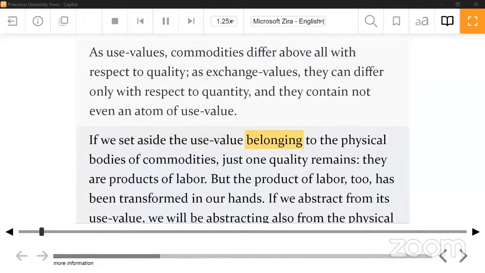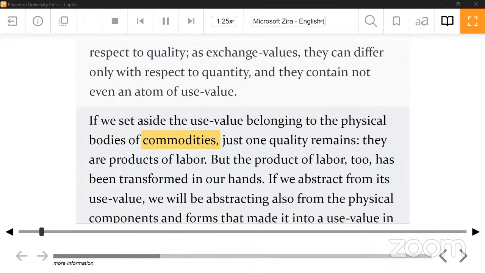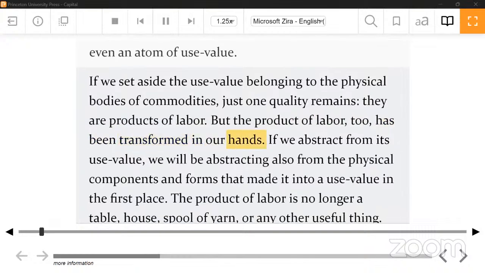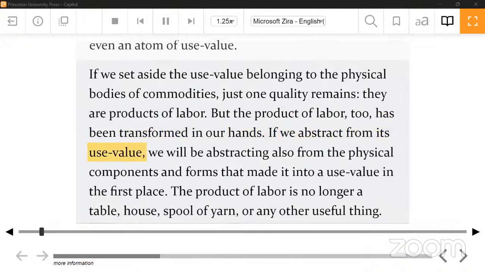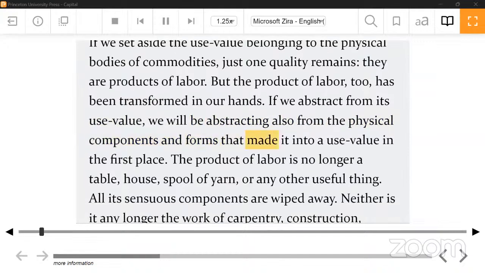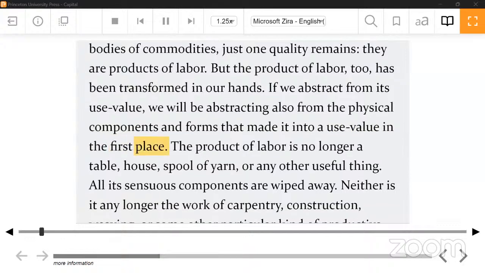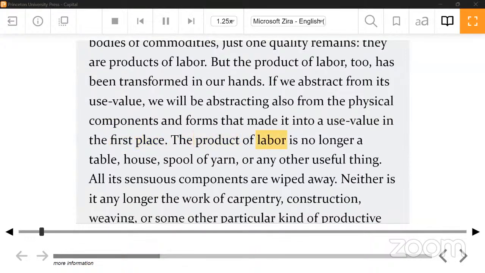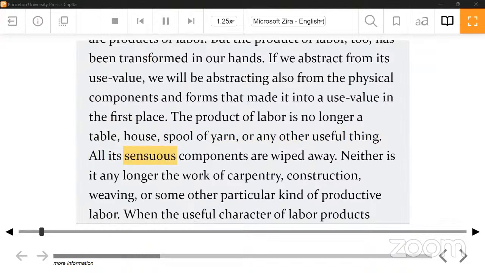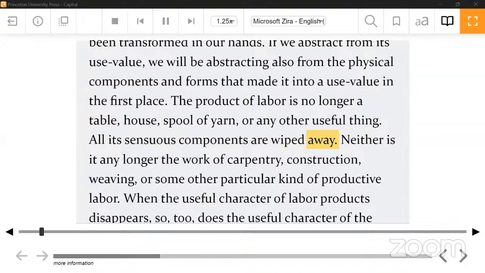If we set aside the use value belonging to the physical bodies of commodities, just one quality remains: they are products of labor. But the product of labor, too, has been transformed in our hands. If we abstract from its use value, we will be abstracting also from the physical components and forms that made it into a use value in the first place. The product of labor is no longer a table, house, spool of yarn, or any other useful thing. All its sensuous components are wiped away.